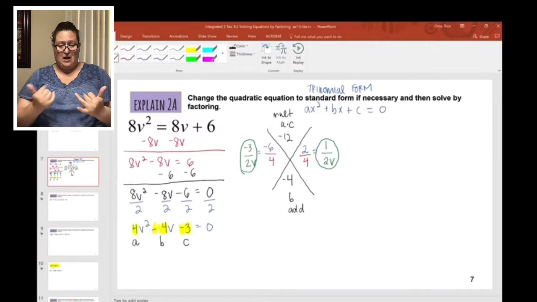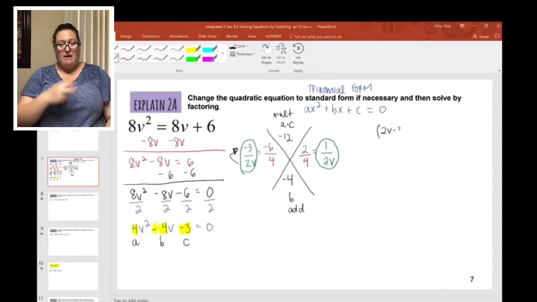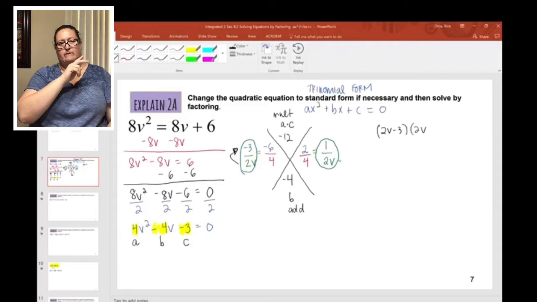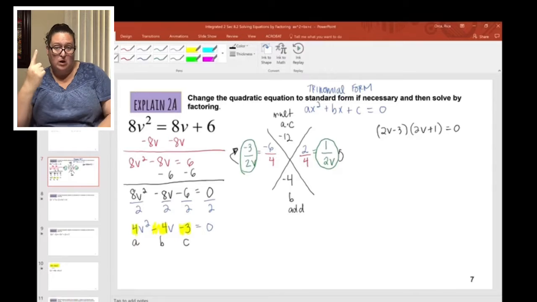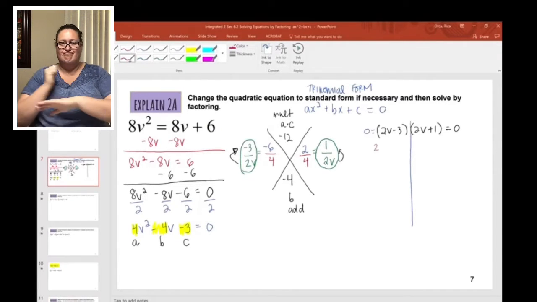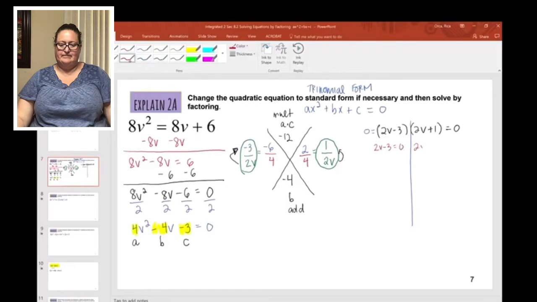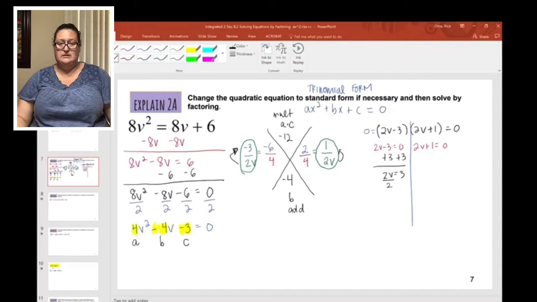So now that we have our fractions, let's write out our factors. The factors are 2v minus 3 and 2v plus 1. Set it equal to 0. Let's use the zero product property to solve. Set each factor equal to 0. In our first equation, we want to add 3 to both sides. That's going to give us 2v equals 3. Divide by 2. V equals 3/2.